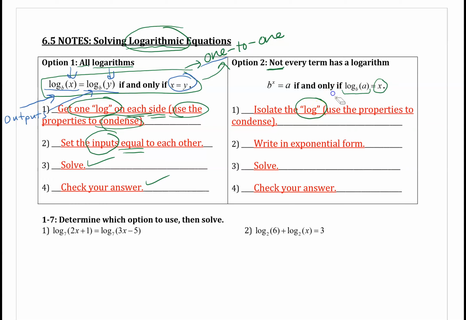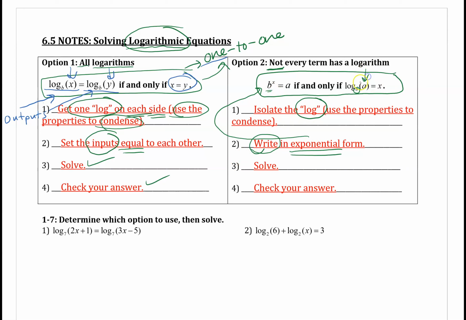And then what you can do is use this fact. This is just the definition of a log, basically, to rewrite the expression in exponential form. That's this one, where you take the subscript of the log and understand that's the base.